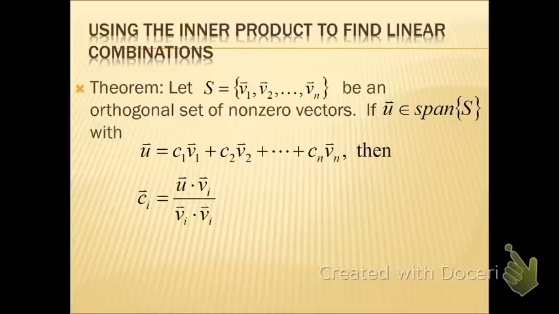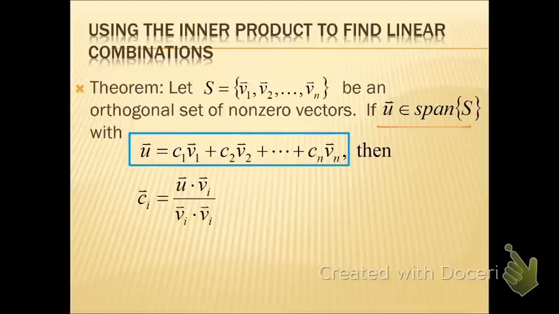Now I want to use the inner product to find a linear combination. We'll see that these orthogonal bases are much nicer than the other bases we've looked at, because we can actually find the weights of the linear combination easily. So we have a theorem that says let S be the set v1 through vn, an orthogonal set of non-zero vectors. If u is in the span of S, then we have the linear combination u equals c1 v1 plus c2 v2 plus dot dot dot plus cn vn.